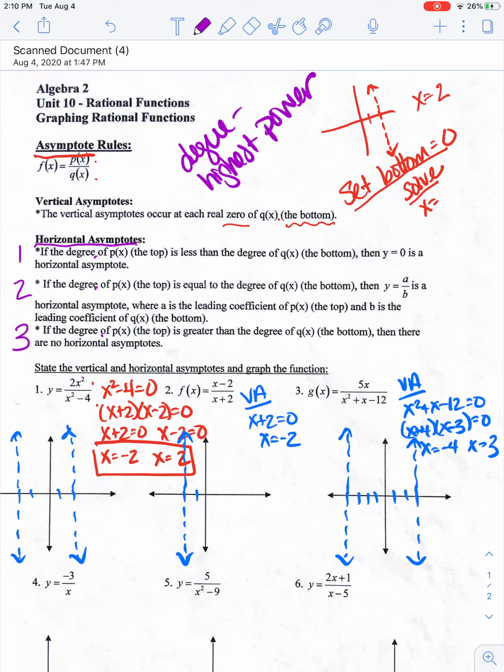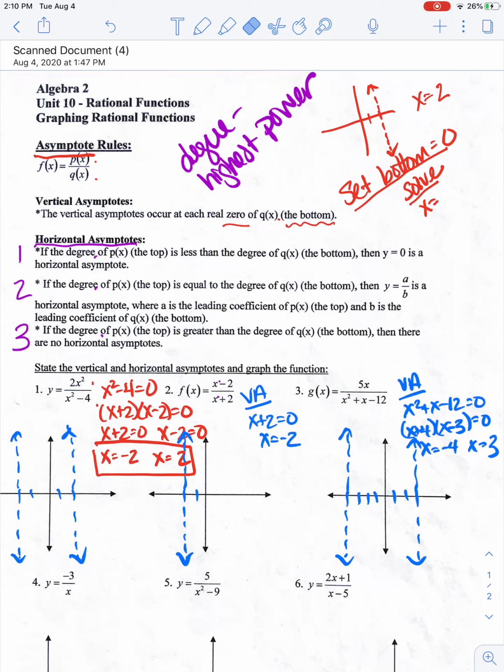So if I look at number 1, the degree of the top is a 2 and the degree of the bottom is a 2. If I look at number 2, the degree of the top is a 1, the degree of the bottom is a 1. If I look at number 3, the degree of the top is a 1, the degree of the bottom is a 2. So again, it's not going to have anything to do with coefficients. It's the highest power. And so what these three rules do is they compare the degrees on the top to the degree on the bottom.